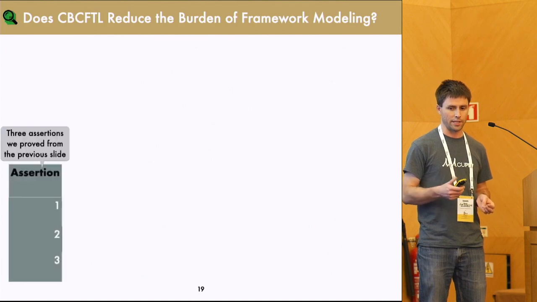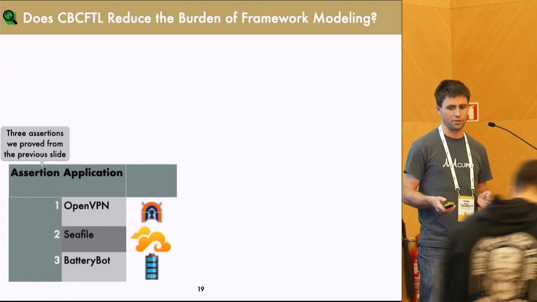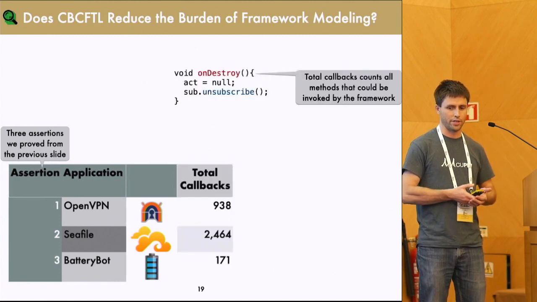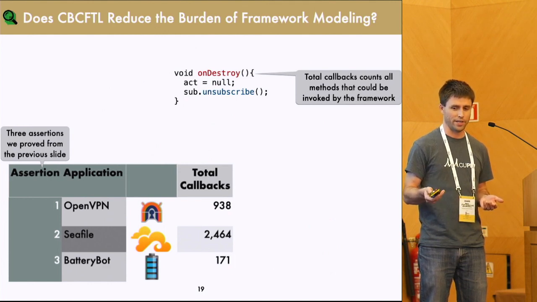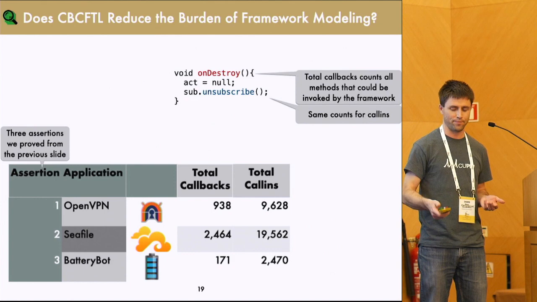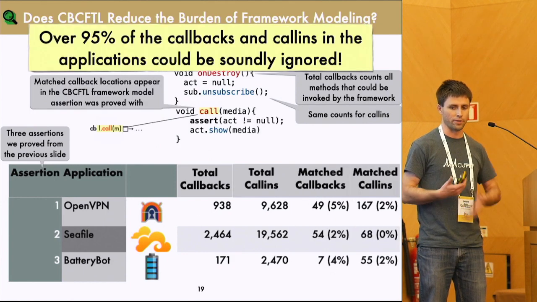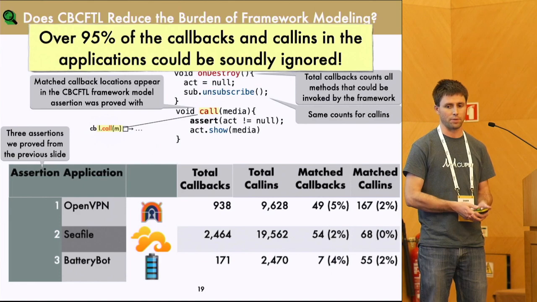And then finally, we have 3 of these assertions, and we wanted to look a little bit closer at how hard it is to write the model. So we have the total callbacks and total call-ins, and what we find is that over 95% of the framework does not actually need to be modeled in order to prove these properties safe.